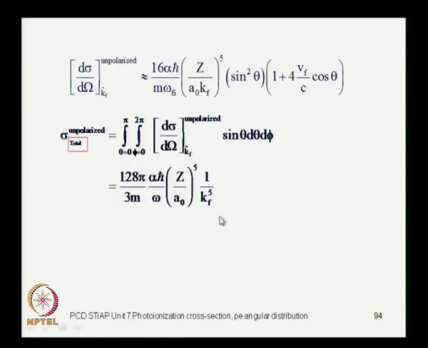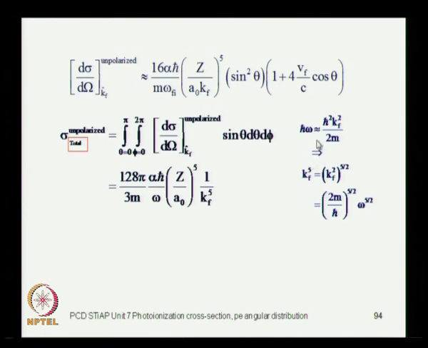So, when you carry out this integration there are 2 functions of theta over here, sine square theta, and there is a cos theta over here. So, when you do this theta integration this is the result that you get, it goes as z to the power 5 and a0 to the power 5, you get 1 over k to the power 5, and what is k to the power 5?